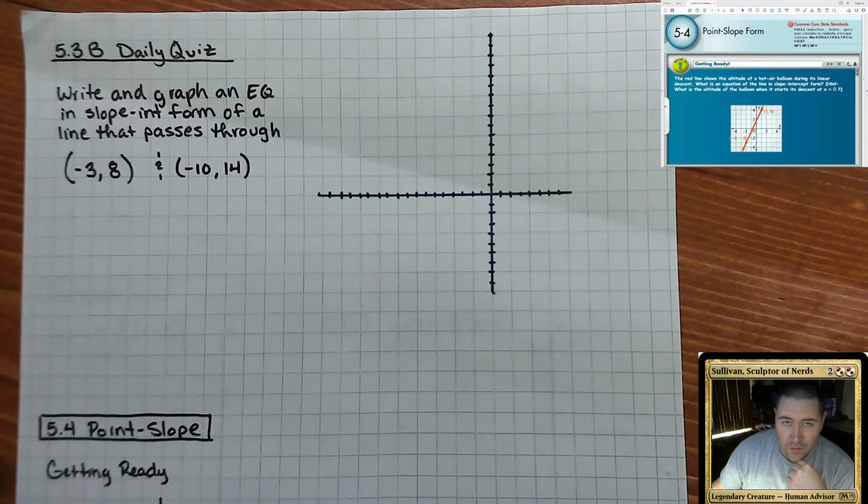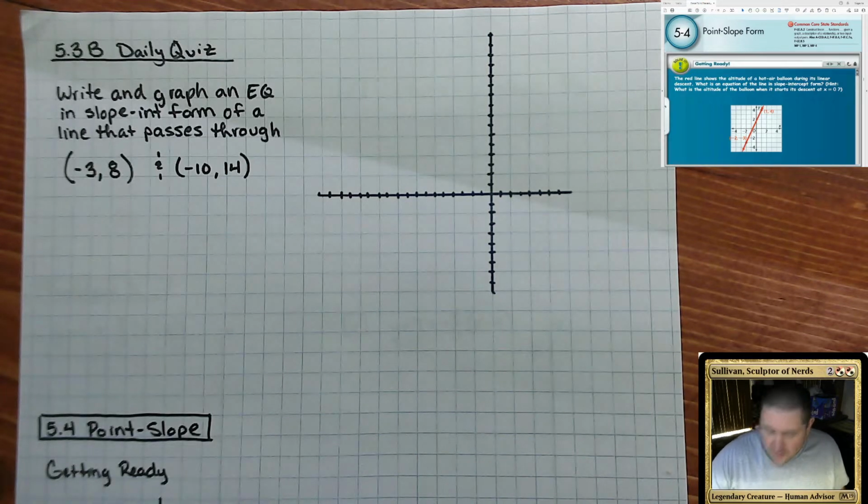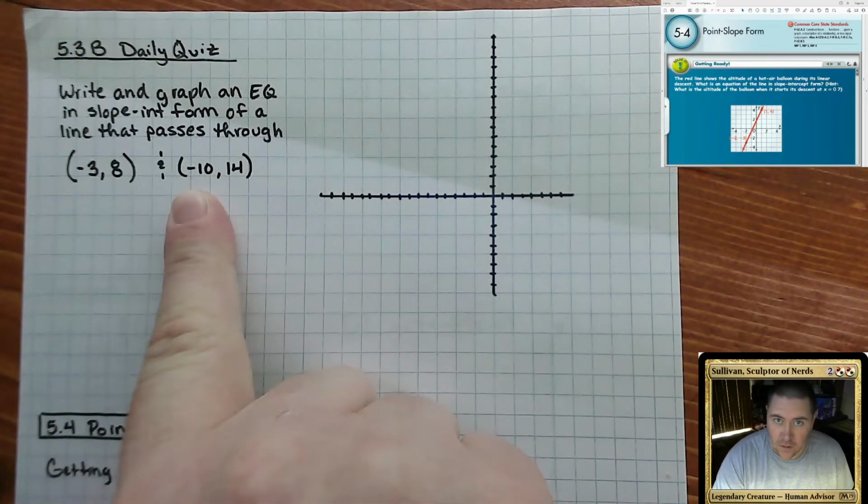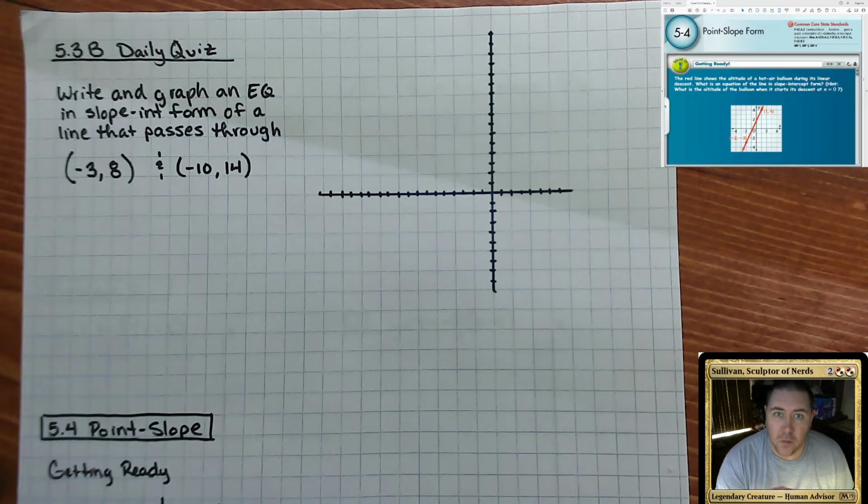All right, one more verse just like the first. Here we are again. We're going to start just like every other class, every other lesson. You're going to do daily quiz. The rules are simple. When I say pause, you pause. Do whatever it is you're supposed to do. When you're done, hit play.